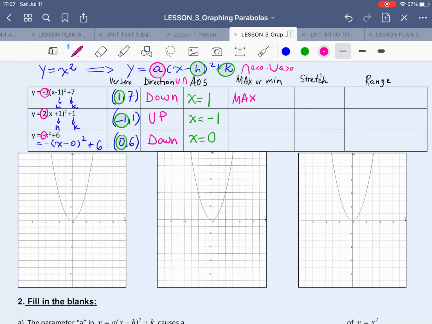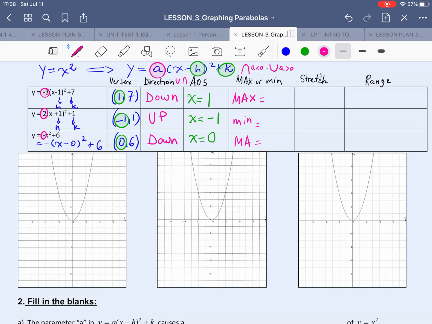In the next equation, a is positive 2. So that means the parabola will open up, so it will have a minimum. In the last one, a is negative, so it will open down, so the parabola will have a maximum. Now, since we're here, let's determine the actual value of the min or max.